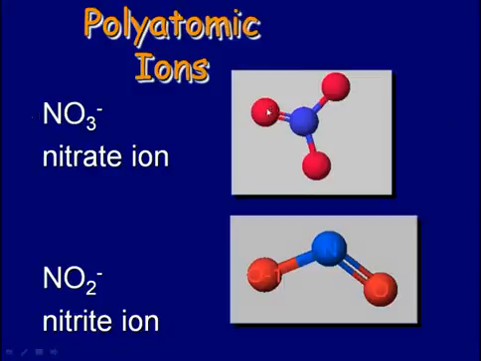Let's look at this. This is a nitrate ion, it's an NO3. In fact, this ion is covalently bonded within the ion, but it has a charge. It has a -1 charge. As a group, it has a charge of -1. Just like the nitrate ion, NO2, this whole ion has a charge of -1. So it's actually a covalently bonded species that acts as an ion because as a group it has a charge.